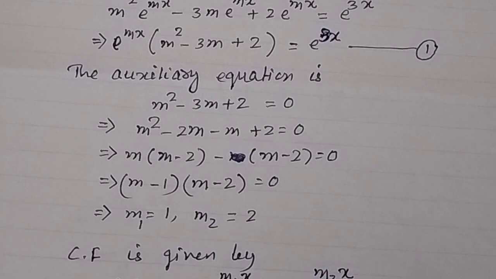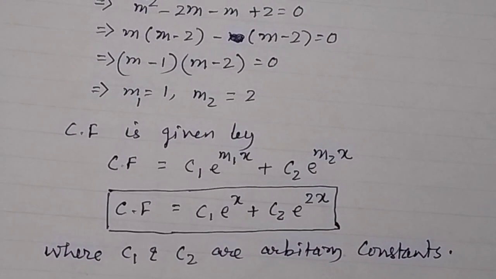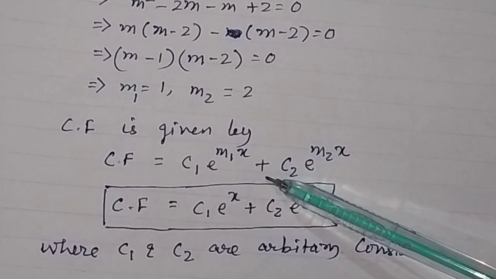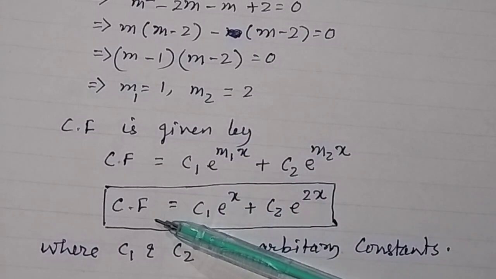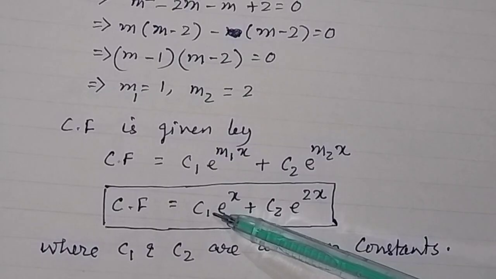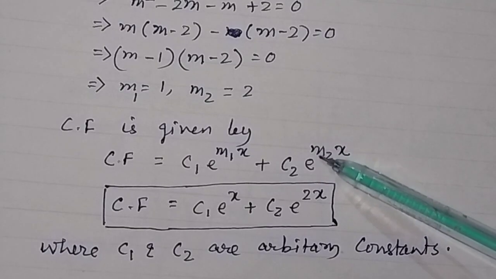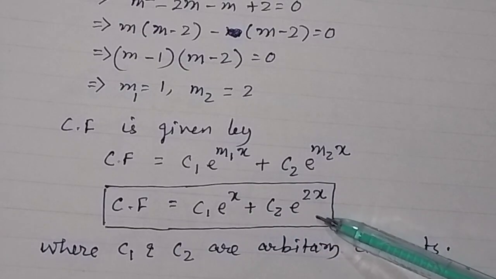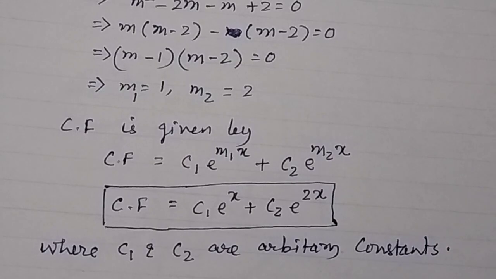Then you can find the complementary function. So the complementary function will be equal to a constant times e to the power m1x plus another constant times e to the power m2x. So the complementary function will be c1 e to the power x, because m1 is 1, plus c2 e to the power 2x, because m2 is the other root 2. Here c1 and c2 are arbitrary constants. So this is the complementary function of the given differential equation.